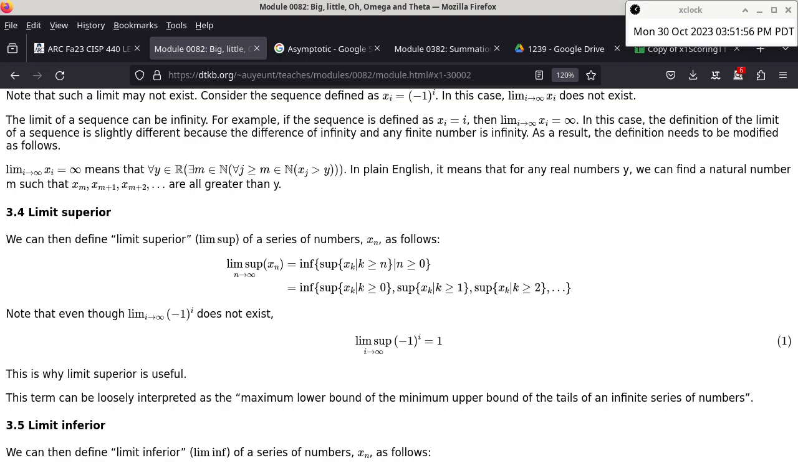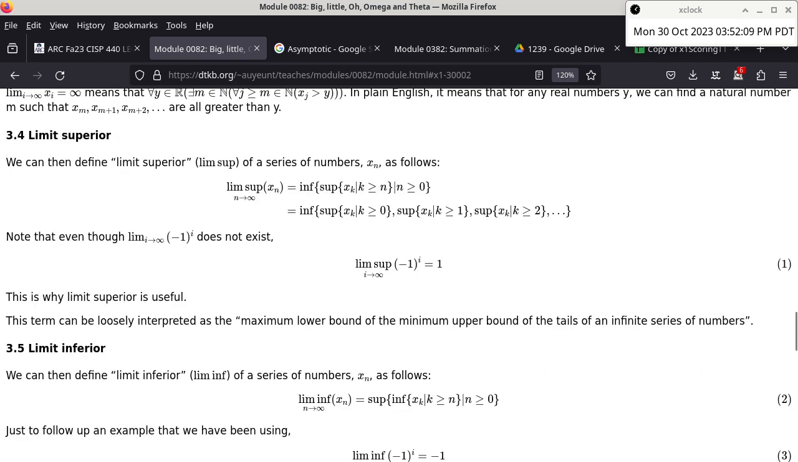So I can see certain ways to ask you questions about this, because I can give you a particular definition of x of k, and then I can ask you, given that definition, what is the limit superior, and also what is the limit inferior? In other words, how do you define the envelope of the behavior of the curve as the index approaches infinity?